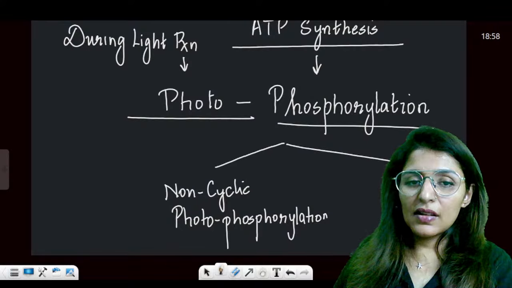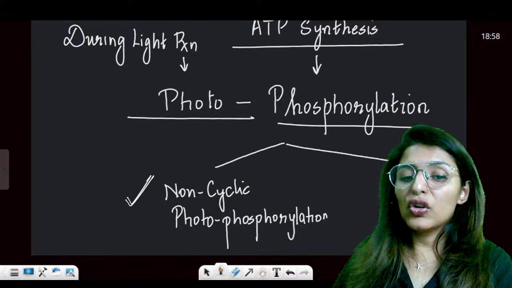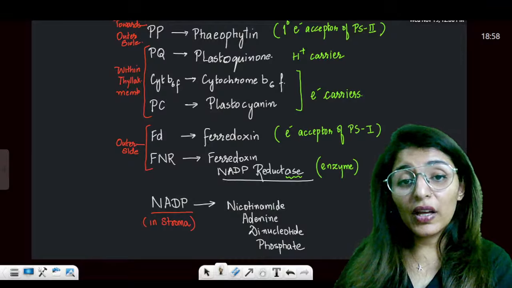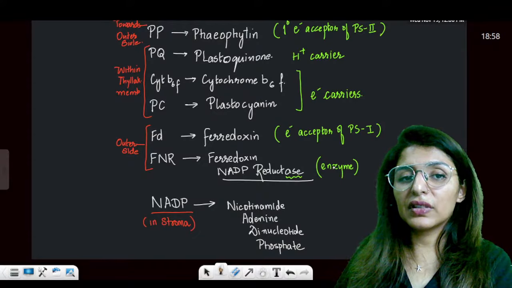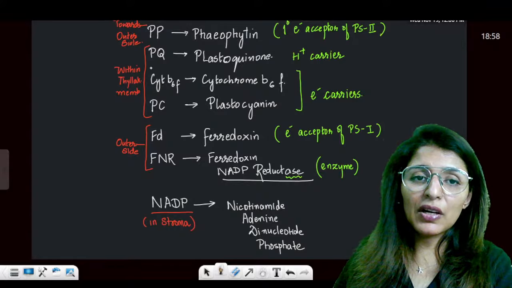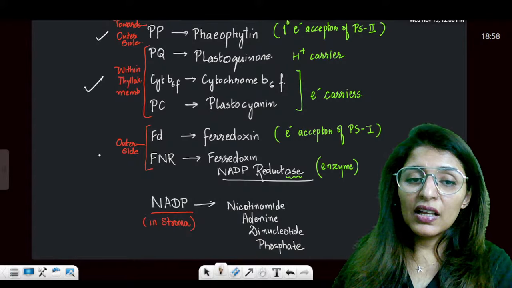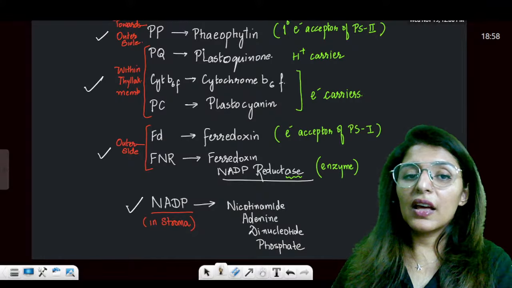So we have talked about the non-cyclic photophosphorylation. But remember, there is one more way. So these are the full forms. These are the different natures of these compounds present in the thylakoid membrane. Already told you PC towards the outer side, PQ within the thylakoid membrane, FD and FNR towards the outer side, NADP in the stroma. And these are the full forms.